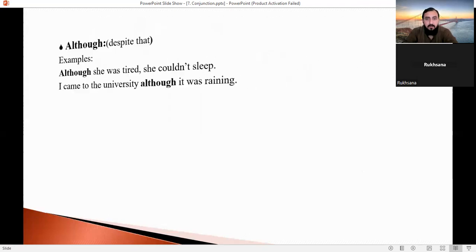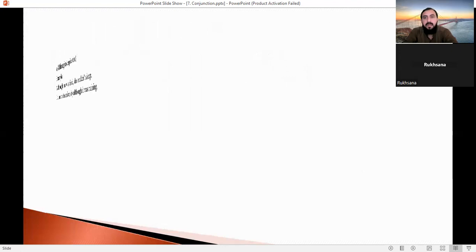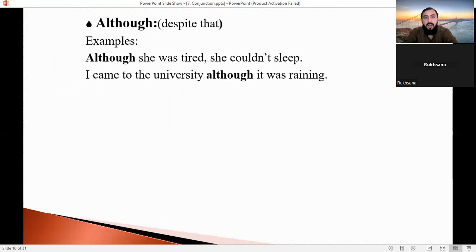Yes, sir. And you can also use despite in place of although. I came to the university despite that it was raining. Despite that, it was raining, right?